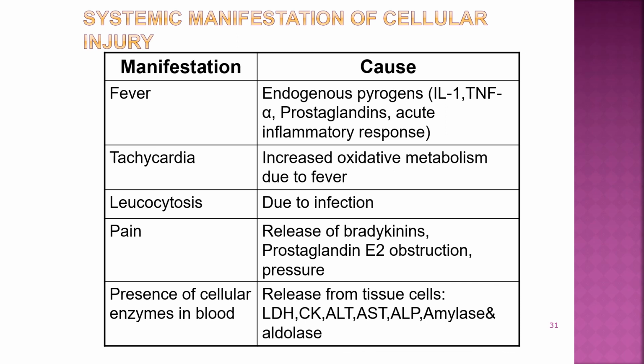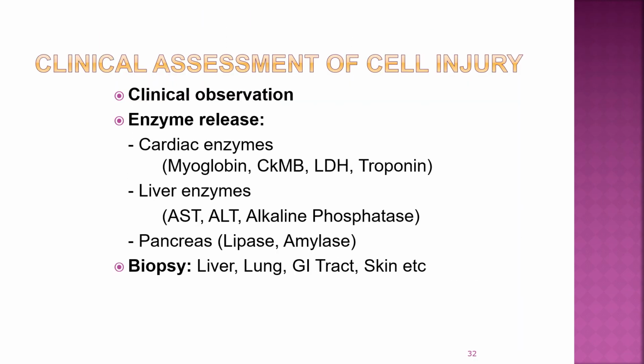Presence of cellular enzymes in the blood can point to which organ is having the injury, depending on what type of enzymes are released from the tissue cells. The enzymes released during cell injury include cardiac enzymes if the injury is involving the heart, such as myoglobin, CK-MB, LDH, and troponin. Liver enzymes such as aspartate transaminase, AST, alanine transaminase, ALT, and alkaline phosphatase. And pancreas enzymes such as lipase and amylase.